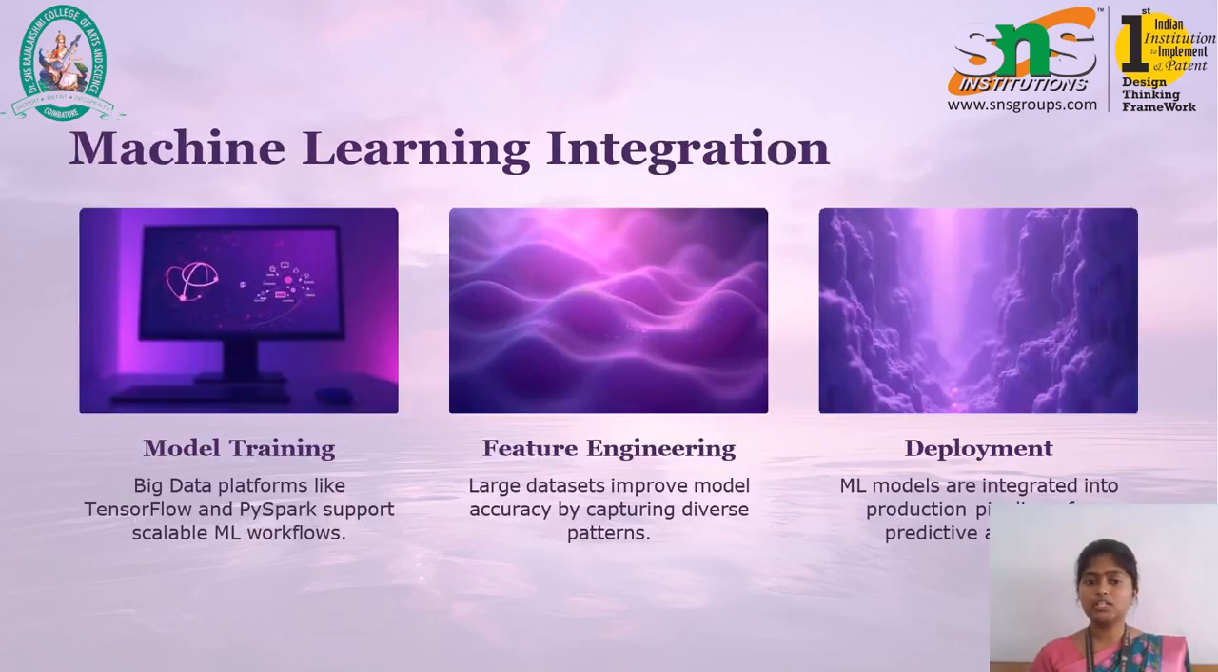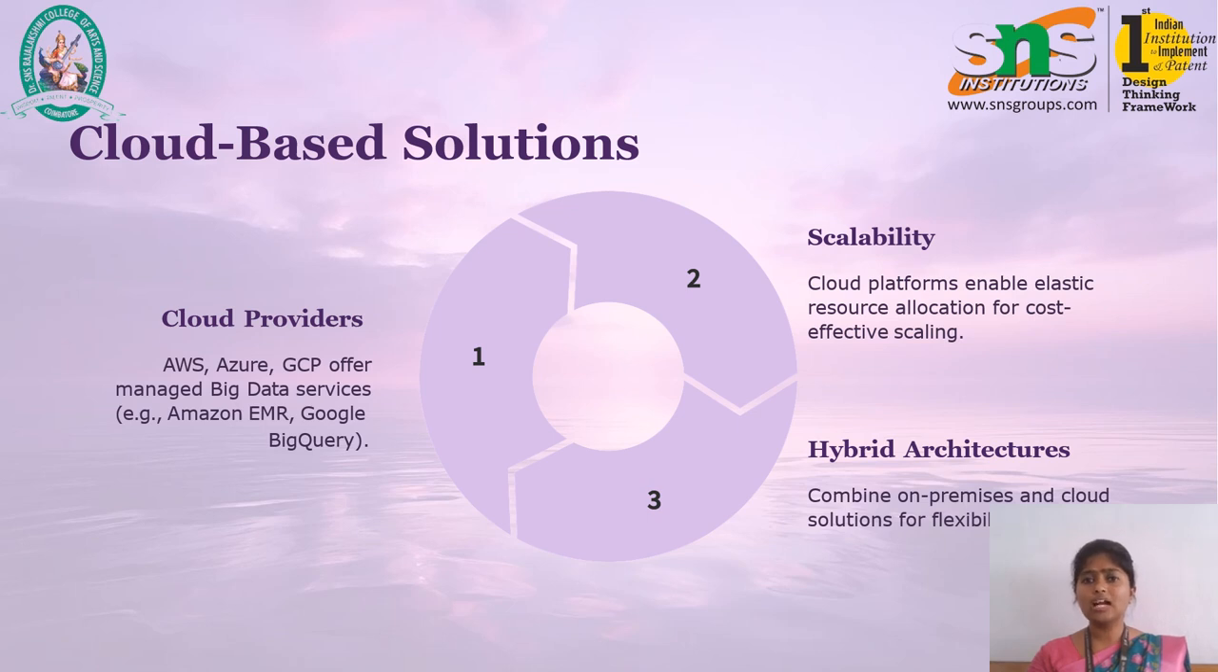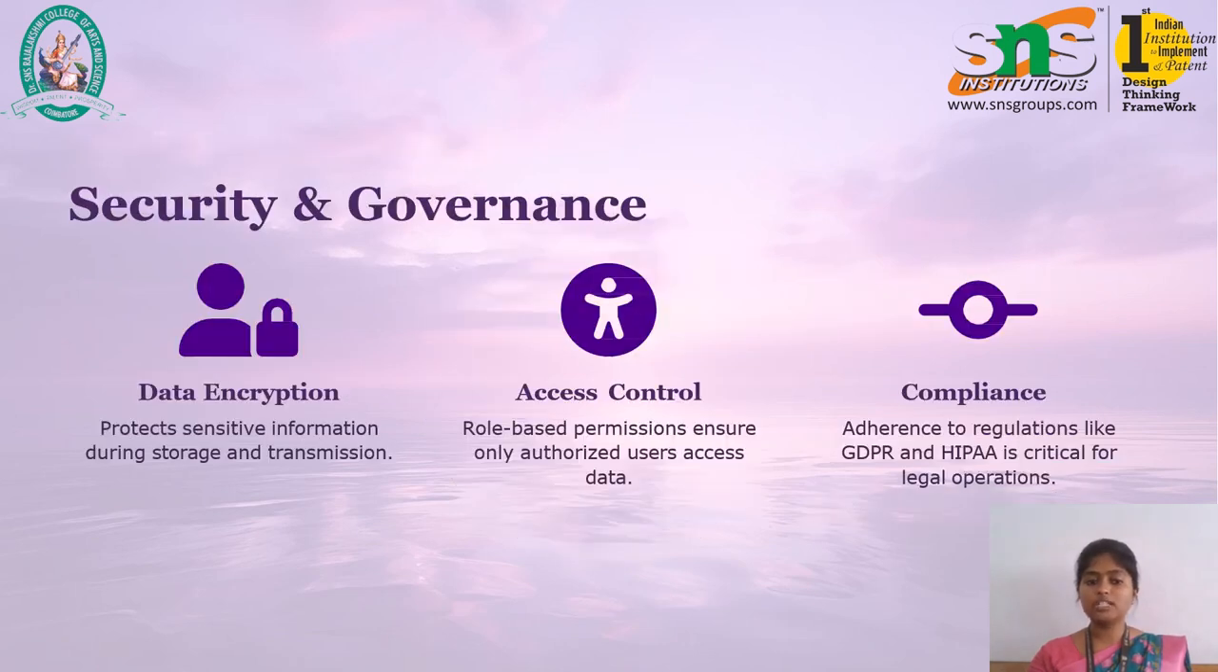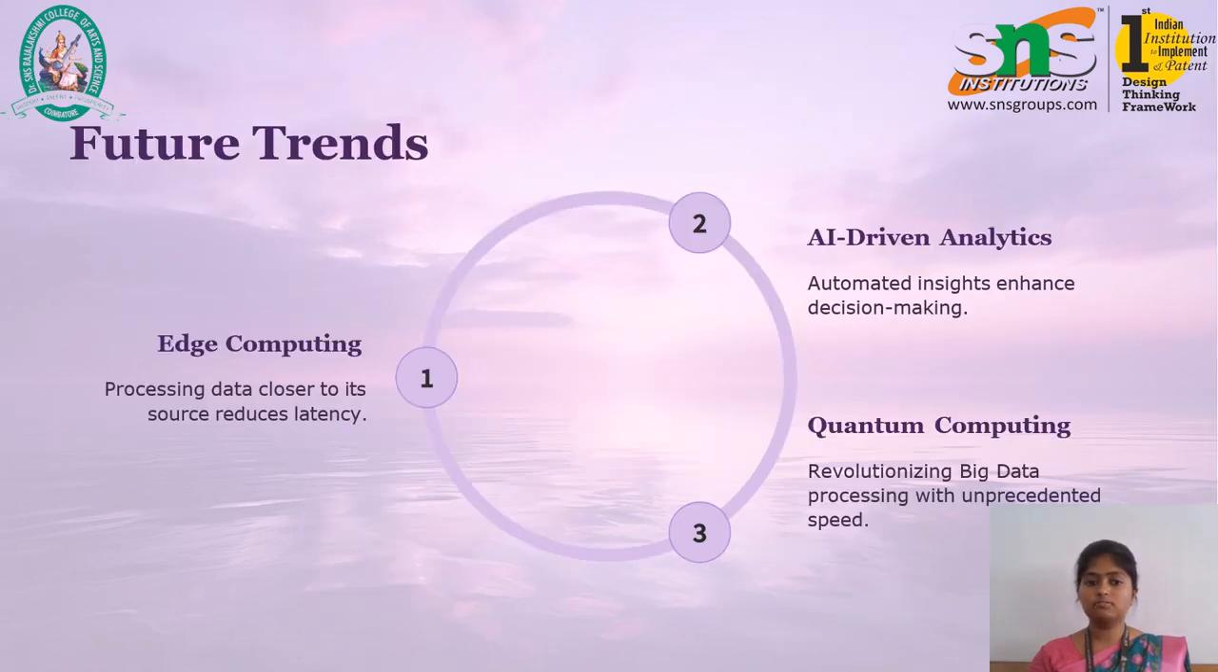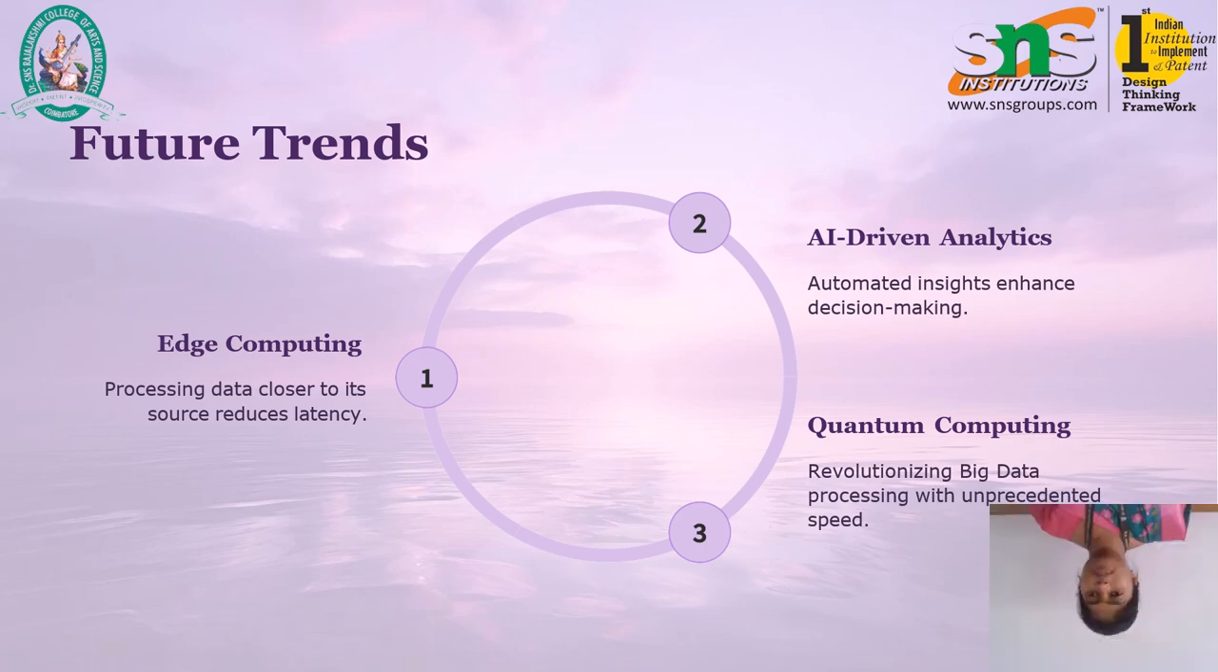This is machine learning integration. In this particular generation, we are using AI and ML these days: model training, feature engineering, and deployment of ML. ML also uses algorithm-based science. Then cloud-based solutions, scalability, hybrid architecture, security and governance, data encryption, access control, and compliance. Performance optimization is indexing, caching, and partitioning. Future trends are edge computing, AI-driven analysis, and quantum computing.